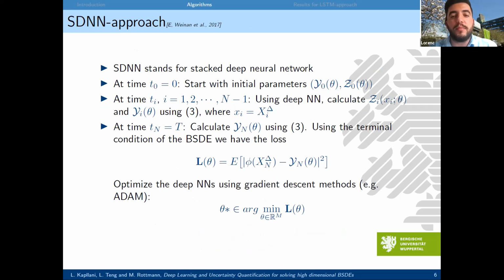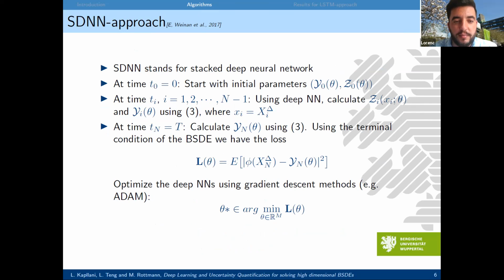And now I'm just going to present the algorithms that solve this kind of equation. The main algorithm, the pioneer work, as I told you, is by Professor Weinan E, and it is as follows. So SDNN, as I told you, stands for stacked deep neural networks. And the idea is as follows.